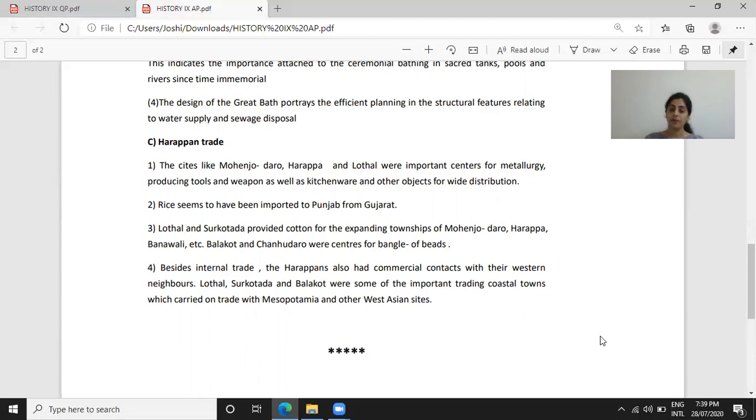Point number 4. Besides internal trade, the Harappans also had commercial contacts with their western neighbors. Lothal, Surkotada, and Balakot were some of the important trading coastal towns which carried on trade with Mesopotamia and other West Asian sites. So if you have written down these 4 points, give yourself 3 on 3.